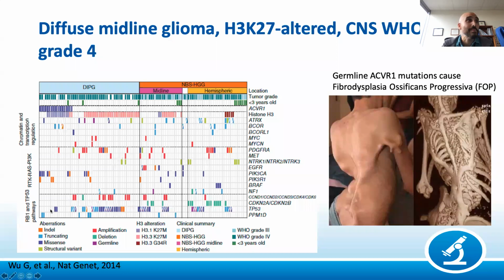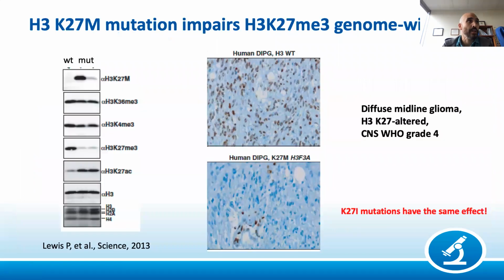So these are exactly the same mutations that you see in DIPG, for some reason. What exactly the biology is that's being mobilized here is not entirely clear, although it has been shown in mouse models that ACVR1 mutations do collaborate with K27M mutations to induce diffuse midline glioma formation. Okay, so what does the K27M mutation do?